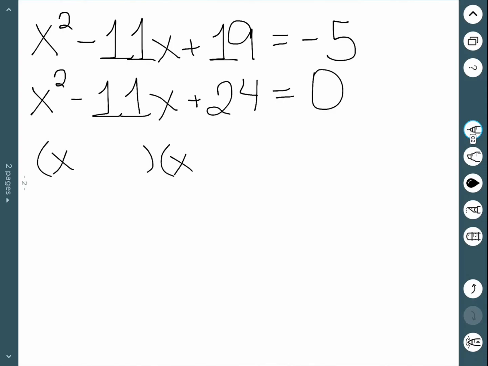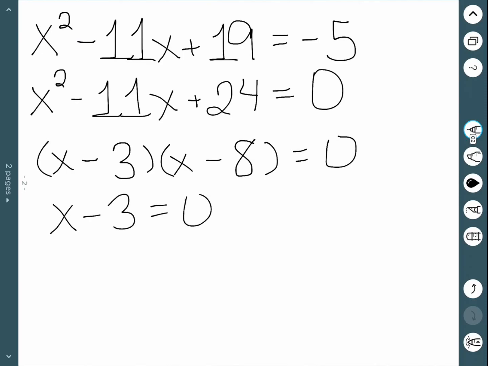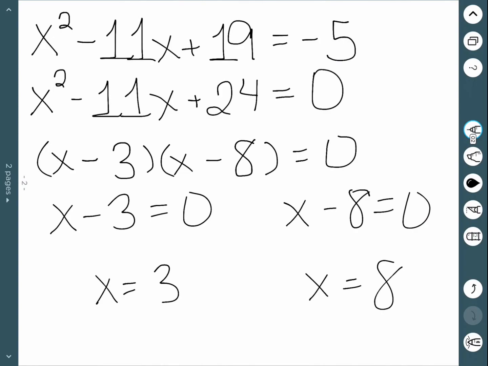We need two numbers that multiply to be 24 and add to be negative 11. And we can see that we get that with negative 3 times negative 8, which would be positive 24, and negative 3 minus 8 is negative 11. So x minus 3 is 0, and x minus 8 is 0, which gives us our two answers, 3 and 8.